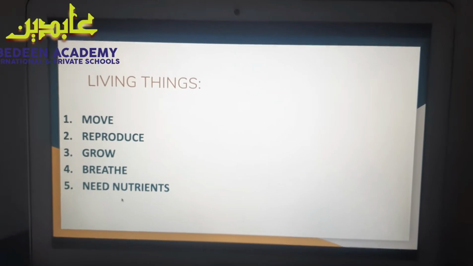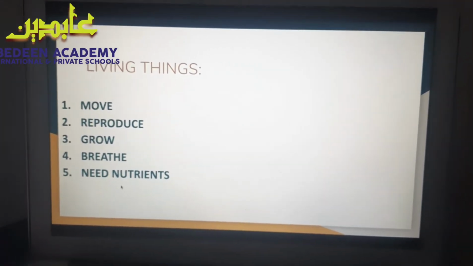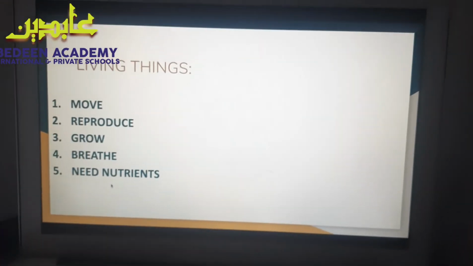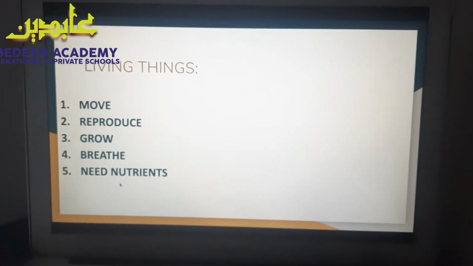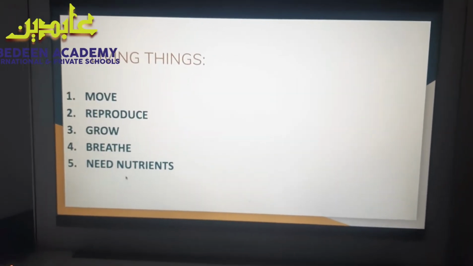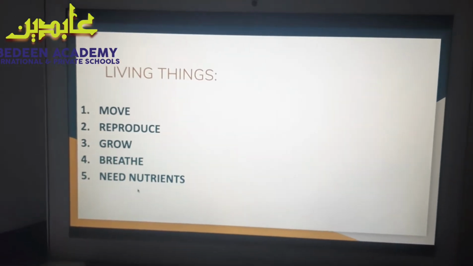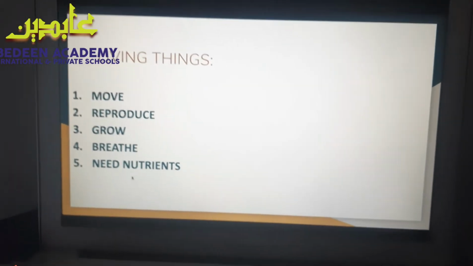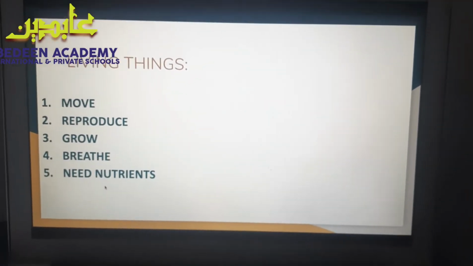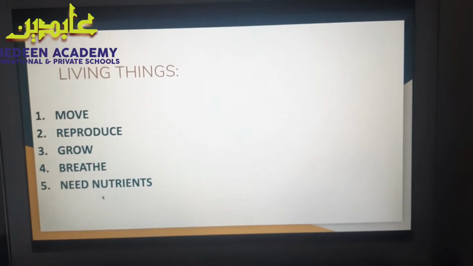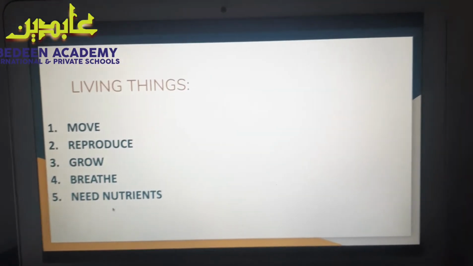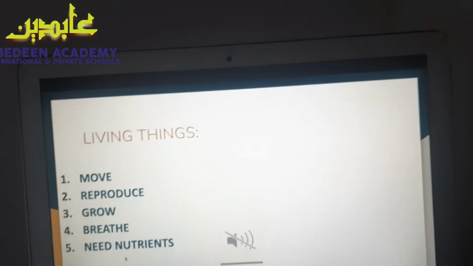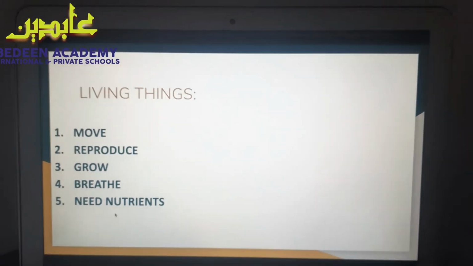Something else: grow, right? Living things grow from being small to big. Let's go back to our example. A baby calf, when it's young, is a baby calf. It grows, it becomes a big animal. We call it a cow, right? So it grows. Very good. Humans also. Human babies start from being very young, so that they cannot even walk by themselves. They gradually start walking, they grow bigger and bigger until they become an adult.